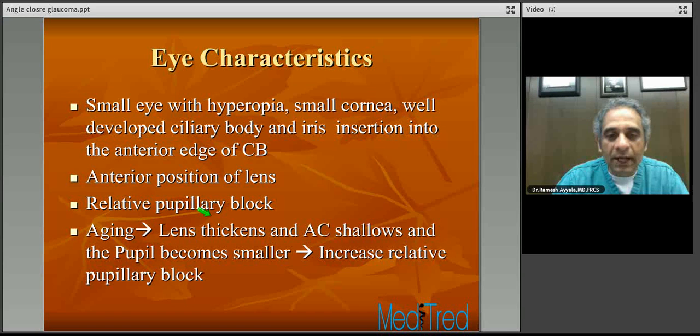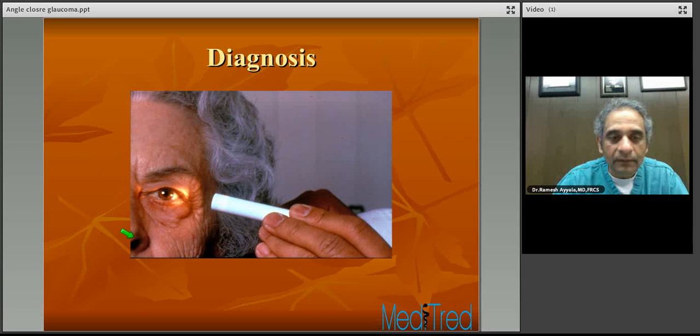Now, if you have this mixture in a patient, and as that patient grows older, that lens becomes thicker, the AC becomes more shallow, the pupil becomes smaller. This increases the relative pupillary block, setting the stage for this patient to develop an acute attack of glaucoma. So how do you make a diagnosis of this?